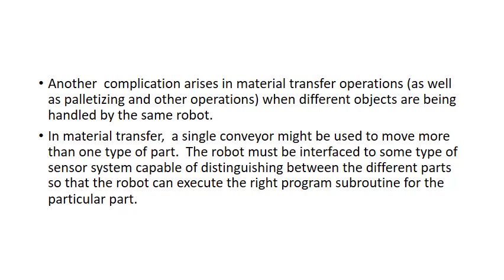Another complication arises in material transfer operations as well as palletizing and other operations when different objects are being handled by the same robot. In material transfer, a single conveyor might be used to move more than one type of part. The robot must be interfaced to some type of sensor system capable of distinguishing between the different parts so that the robot can execute the right program subroutine for the particular part.